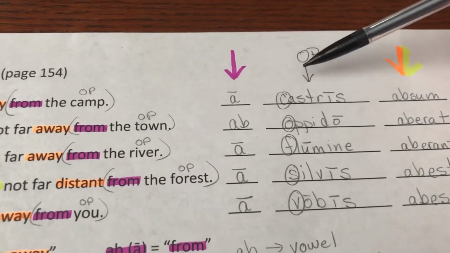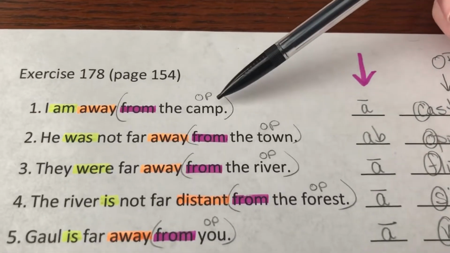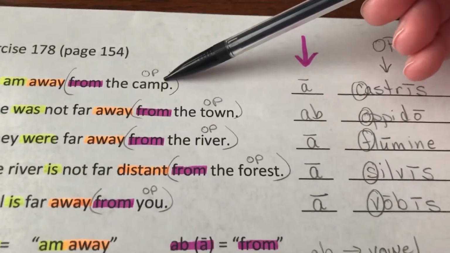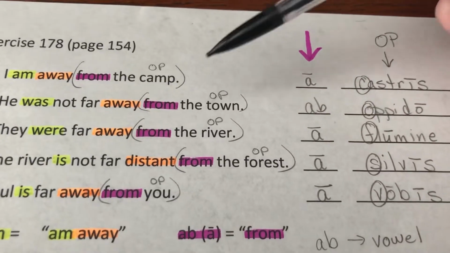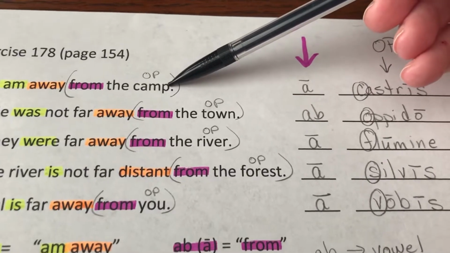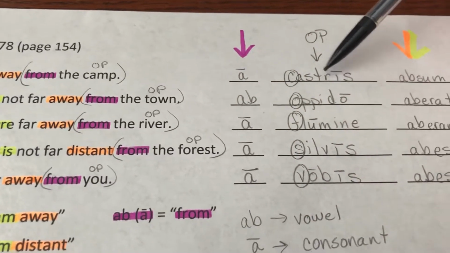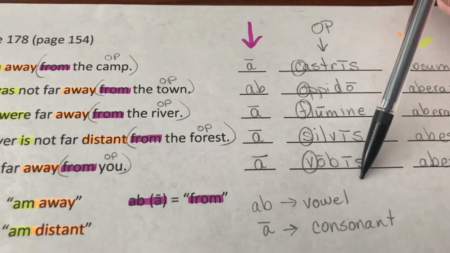Then we did the object of the preposition next. We walked through each of these and recognized, first of all, what declension it was. Is it going to take the ablative? Actually, they all take the ablative. Is it singular or plural? So we figured out what noun form we needed for each of those objects of prepositions.